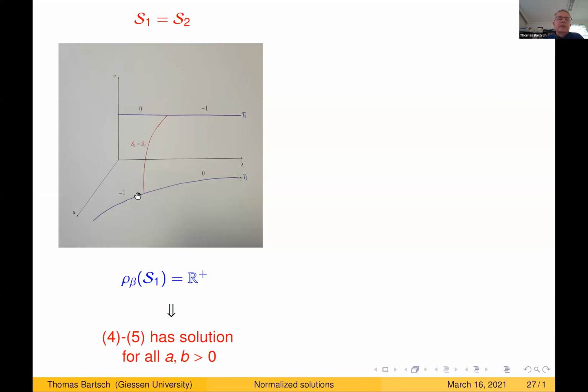It's just the other way around at this bifurcation point. Here the L2 norm of v is equal to 0 on T sub 1. So if you approach T sub 1 along this red connected set of solutions, then the quotient L2 norm of u divided by L2 norm of v converges towards infinity. So in this setting, since this is a connected branch connecting the two branches, T1 and T2, you have that rho beta is onto, and you have a solution of our original problem for all values a, b.